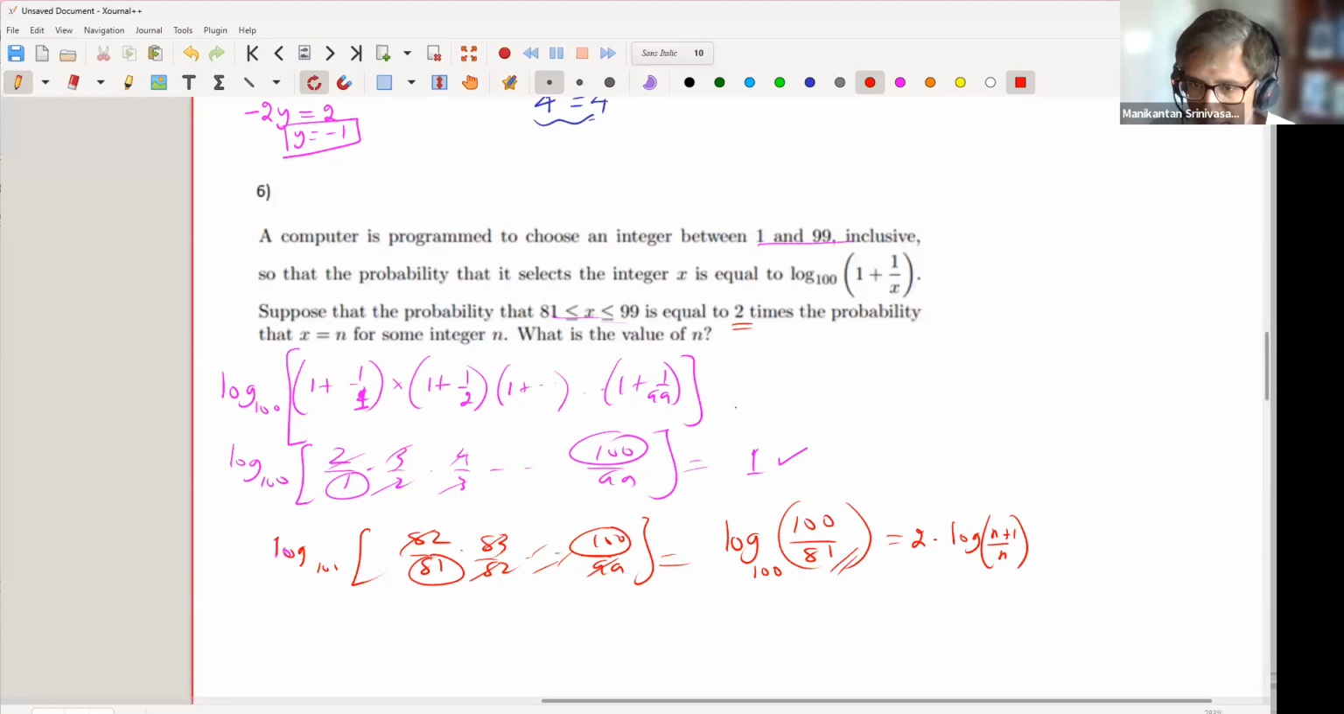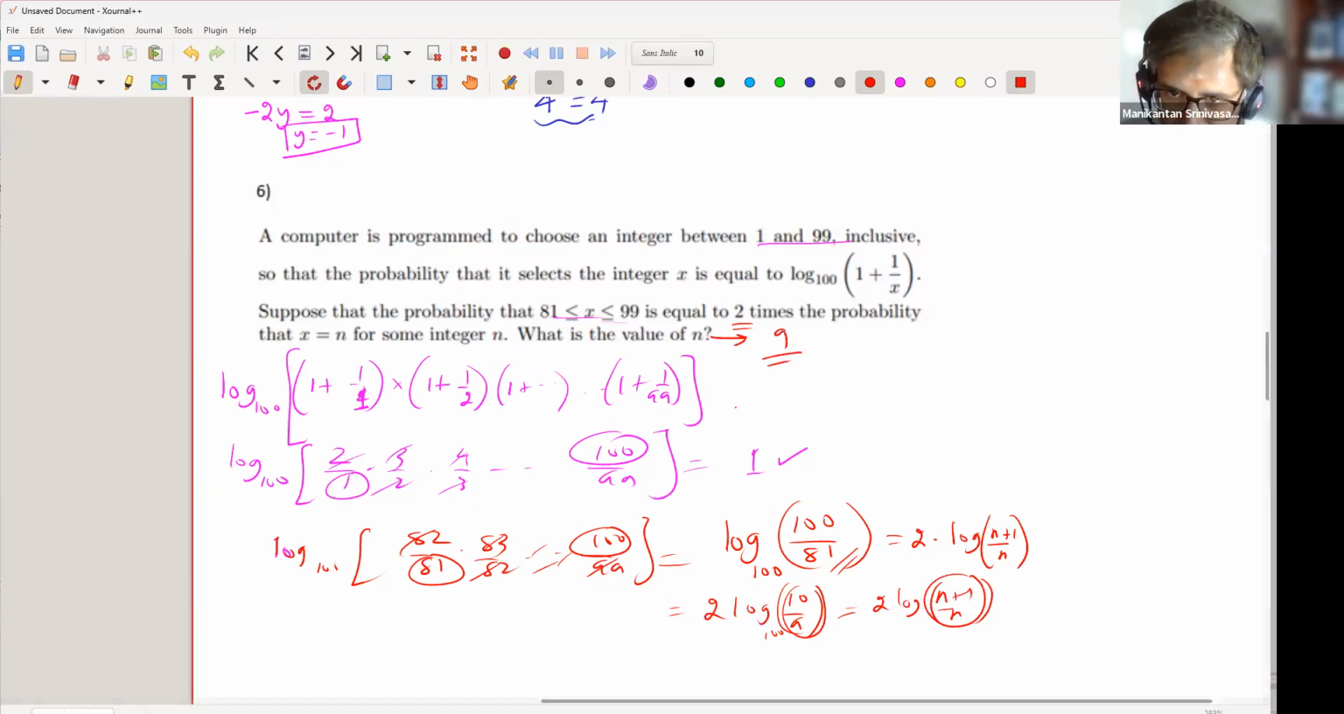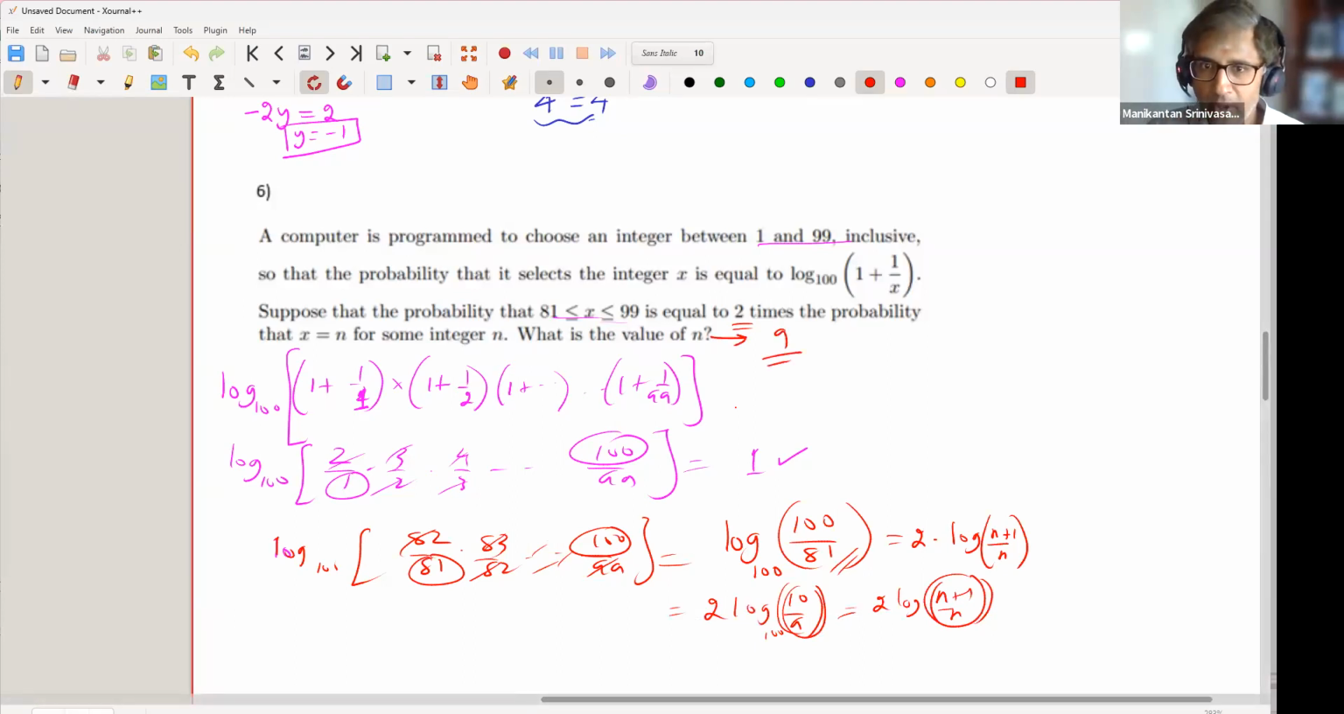And you can clearly see 100 and 81 are perfect squares. I can write this as 10 by 9 whole square, right? So it becomes 2 times log of 10 by 9. So just by pattern recognition, we can see that n plus 1 is 10, n is 9, and that's it. So n is 9. Fairly easy question. Although it looks maybe a bit daunting when you look at it, it's an easy question only.